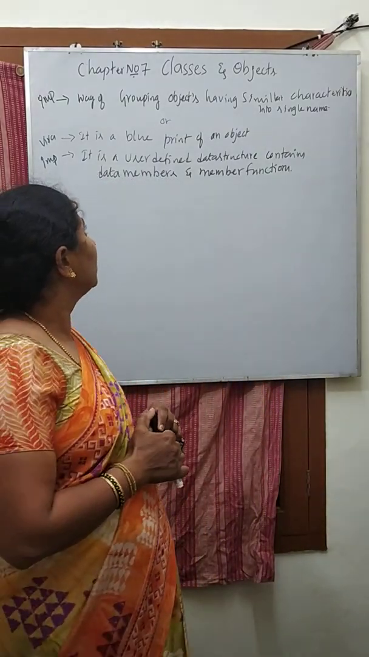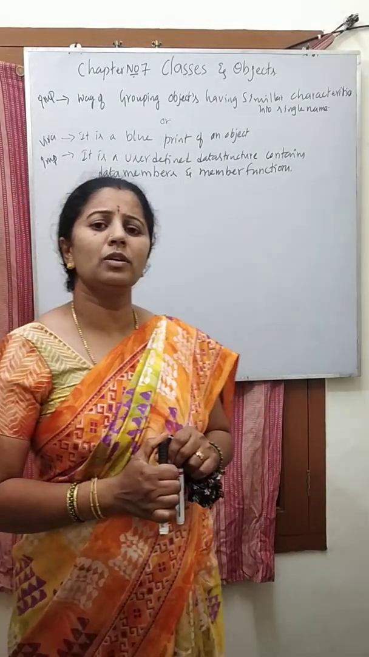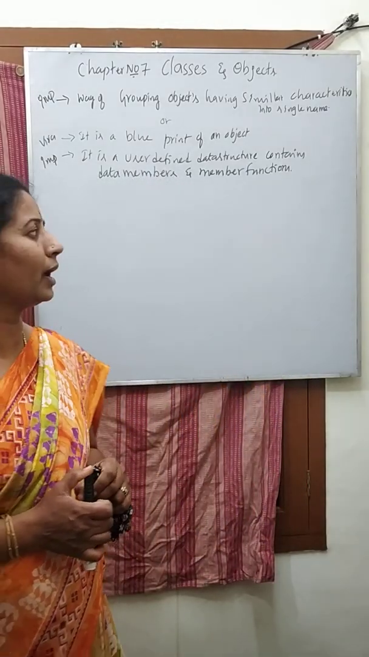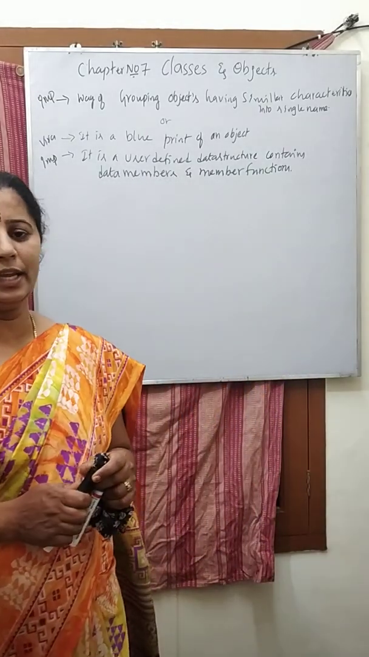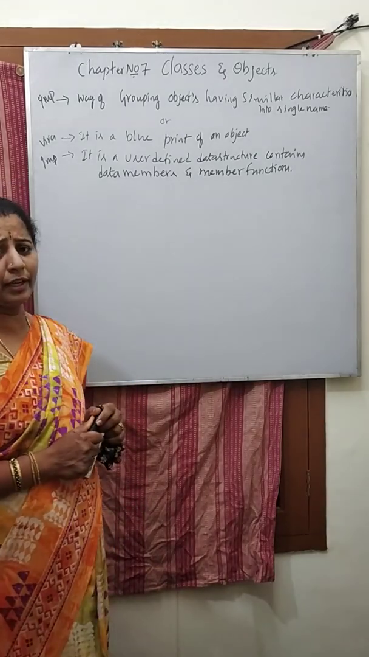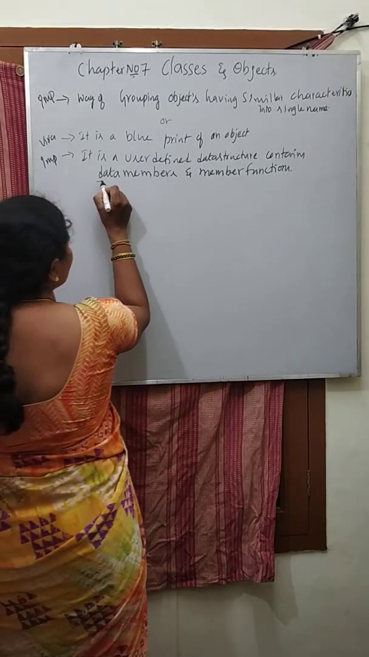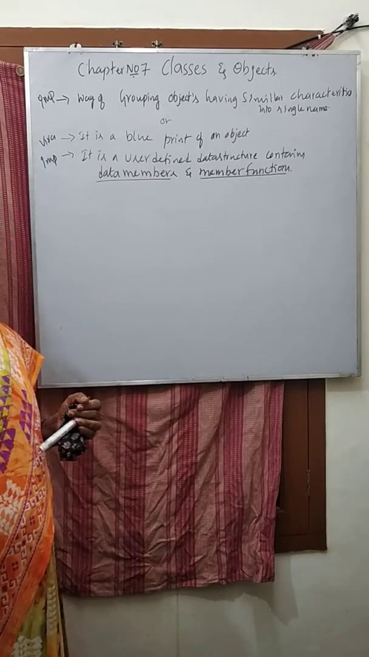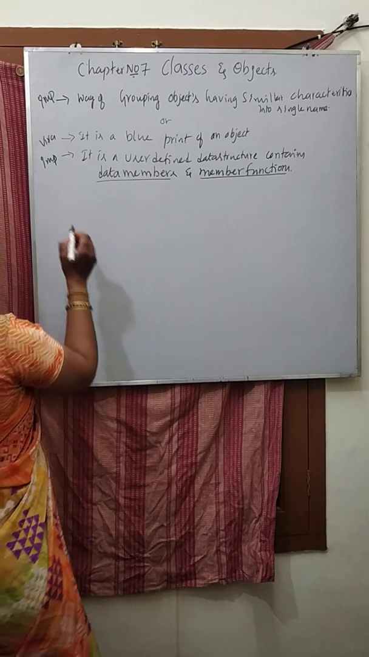Don't worry. So here the actual definition is a way of grouping objects having similar characteristics into a single name. And it is a user-defined data structure, contains data members and member functions. Data members and member functions.